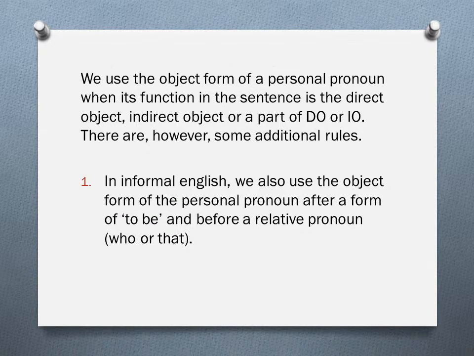We use the object form of a personal pronoun when its function in the sentence is the direct object, indirect object, or part of the direct object or indirect object. However, there are some additional rules. In informal English, we also use the object form of a personal pronoun after a form of to be and before a relative pronoun. This rule looks similar to the one for subject form pronouns, but in case of subject form personal pronouns, it applies to formal speech, and with object personal pronouns to informal speech.